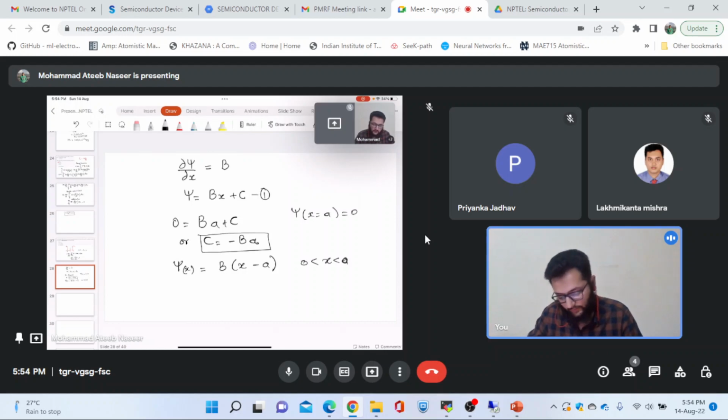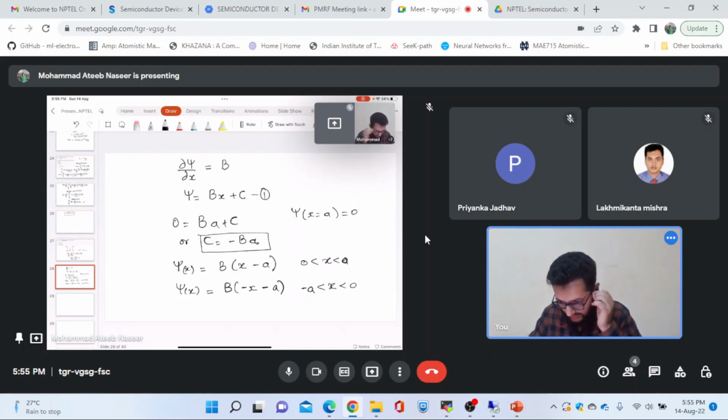Now we see this potential is symmetric, or we can do the integration again, but it will give us the same value for the wave function. By replacing x by minus x simply, it will come out to be minus b times x plus a, for x less than 0 but greater than minus a. Now we know that this wave function has to be continuous everywhere, and we used that boundary condition at x equal to a.